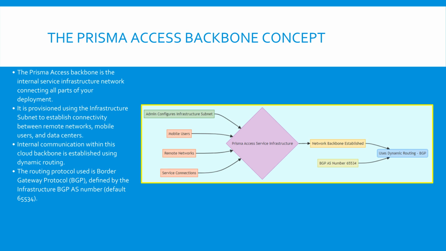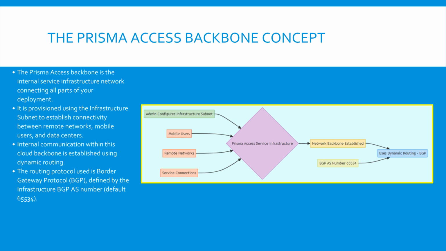This visual demonstrates how the core backbone infrastructure is established. First, the administrator configures the infrastructure subnet, represented by node A. This essential configuration triggers the setup of the Prisma Access Service Infrastructure, node B, which is the internal cloud environment. This results in the establishment of the network backbone, node C, which connects mobile users, remote networks, and service connections, represented by nodes F, G, and H.